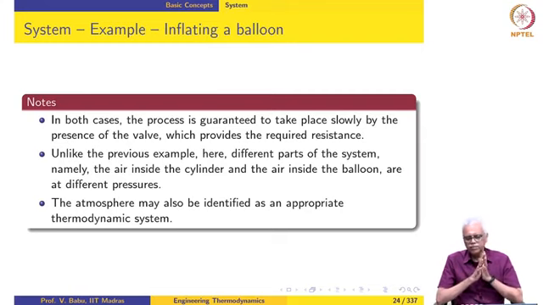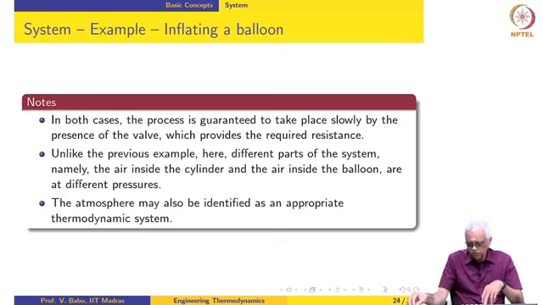And again, unlike in the previous example, the piston cylinder example, here different parts of the system, namely the air inside the cylinder and the air inside the balloon, are at different pressures, as we already pointed out. So the air inside the cylinder is at a higher pressure, the air in the balloon, in case it is thin and inelastic, is actually at the same pressure as the atmosphere.